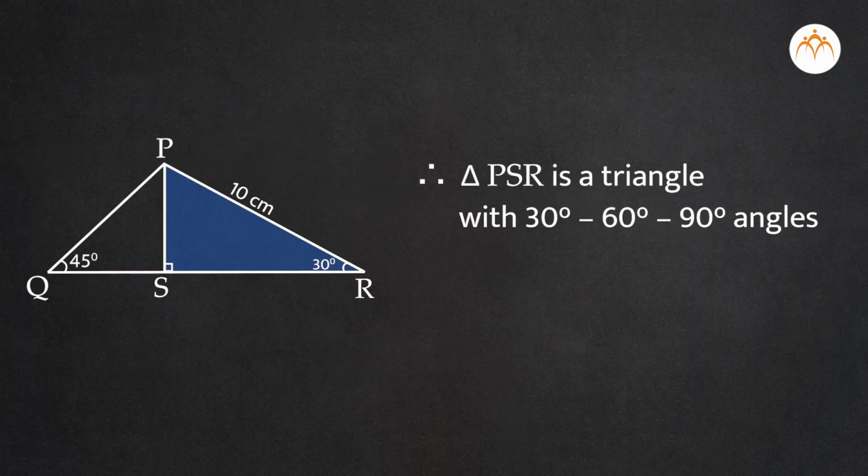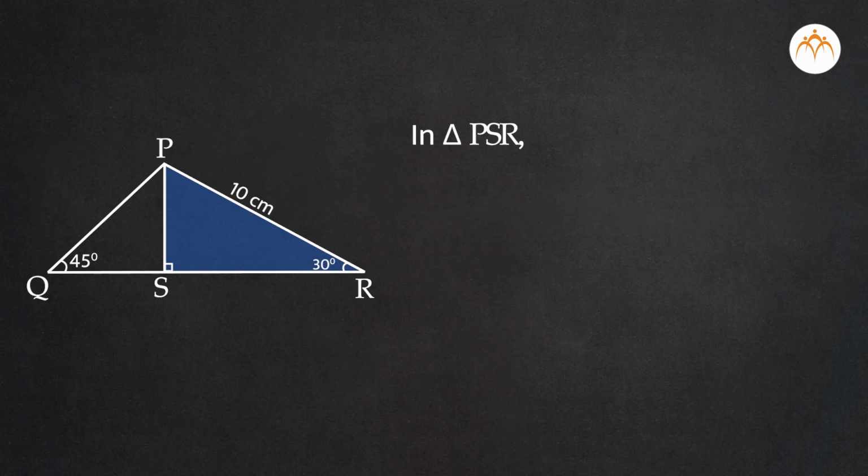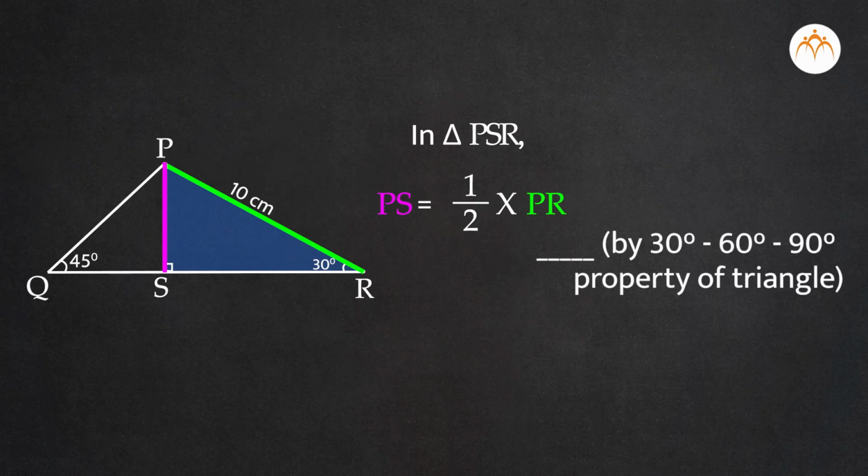Therefore, triangle PSR is a triangle with 30, 60 and 90 degree angles. Therefore, in triangle PSR, PS is equal to 1 upon 2 into PR because of the 30-60-90 degree property of triangle. Therefore, PS is equal to 1 upon 2 into 10 is equal to 5 centimeter. Equation 1.